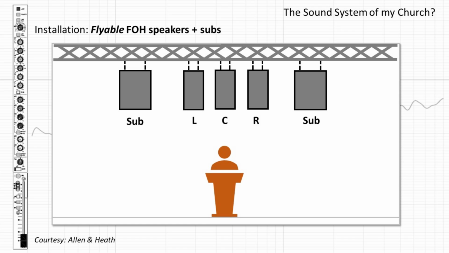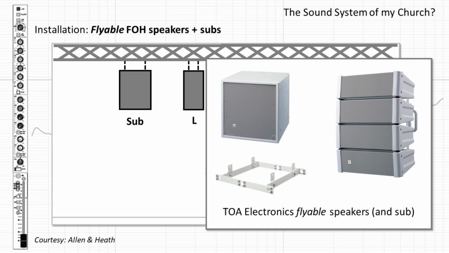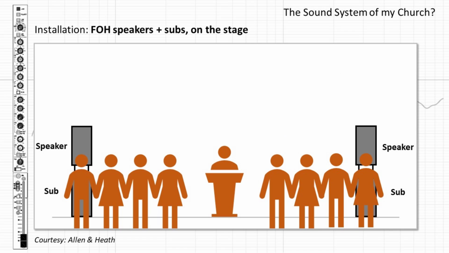If you want to use subwoofers in that configuration, they would have to be hanging on the truss system as well. An example from TOA Electronics again. The speakers and subs can also be directly on the stage, but make sure that the sound from the speakers is not blocked by people when they are standing.